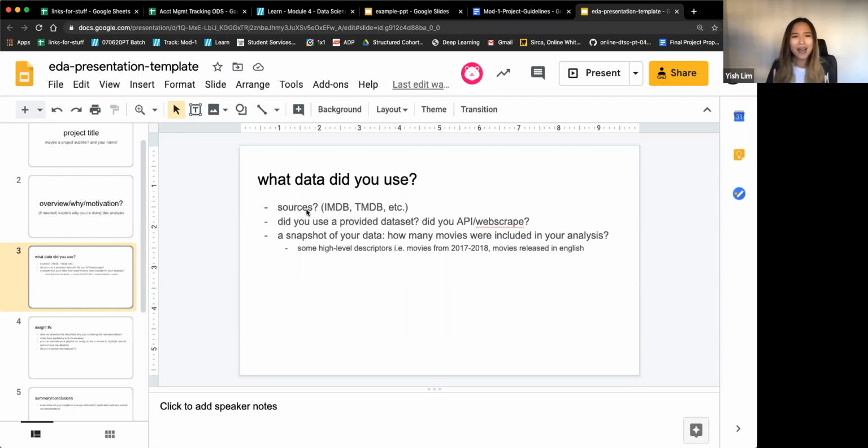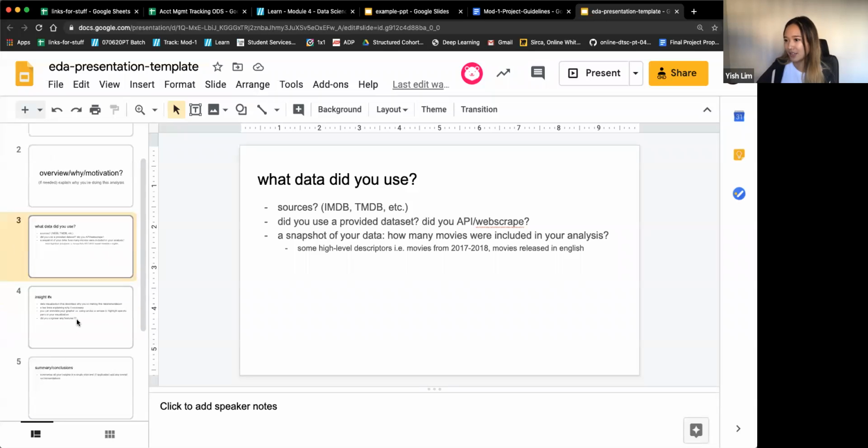And also some high level descriptors are usually helpful, definitely depending on the project. But for this one, I think you can say, all right, the movies I looked at were maybe the top 100 top grossing movies over the past 10 years, or is it only movies that were released in English? Is it only movies from 2017 to 2018? Depending on what subset you end up looking at for most of your analysis, or if you have different subsets, I would mention that as well. So a data slide is usually very, very informative. It gives ground to the analysis that you're doing.